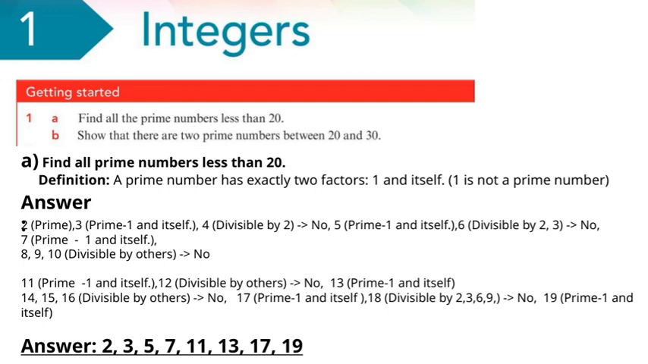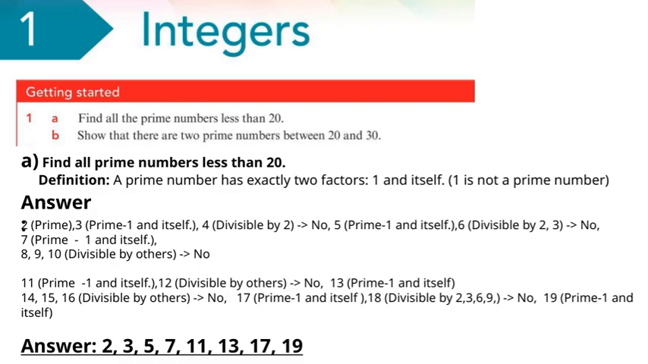Moving further, 11 is prime with only 1 and 11 as factors. 12 is divisible by 2, 3, 4, and 6, so it's not prime. Then 13 is prime with only 1 and 13. Similarly, 14, 15, and 16 are divisible by other numbers, so they aren't prime.